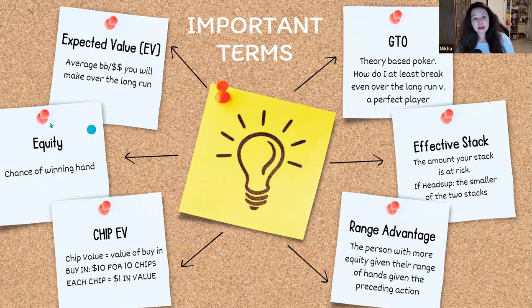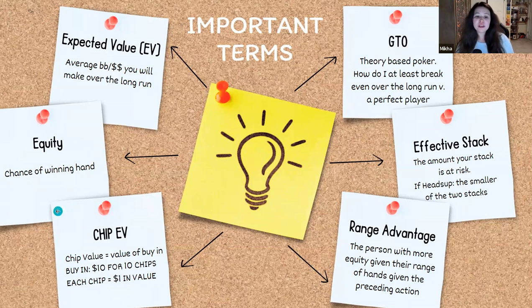Now, equity, on the other hand, is just the chance of winning the hand. While expected value is how much you will win, equity is how often you will win if you get all 5 cards. So let's say you have a pre-flop decision and you check down all the way to the river. Your equity when the hand starts will say, hey, you have an 80% chance of winning this hand. That's going to be your equity.